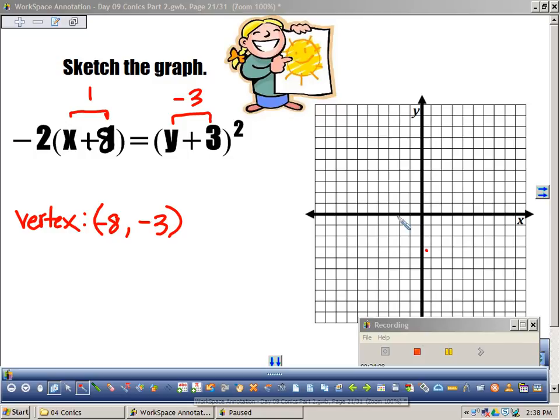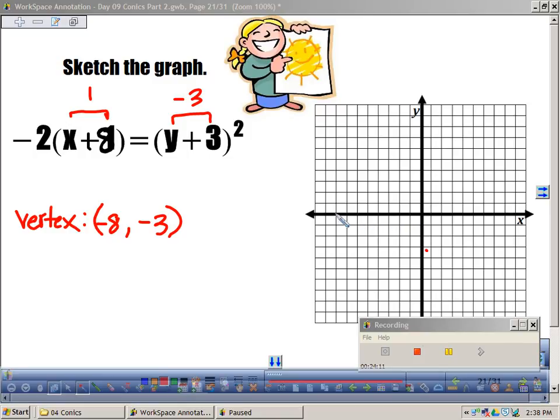All right, so I have a -8, -3. So 1, 2, 3, 4, 5, 6, 7, 8. 1, 2, 3. So on the answer key that's going to be online, it's going to be wrong. This is right.